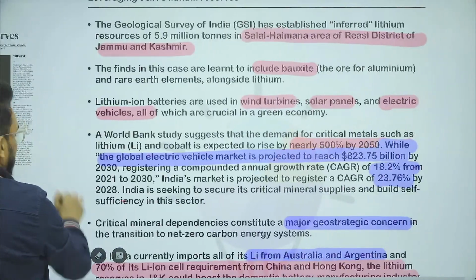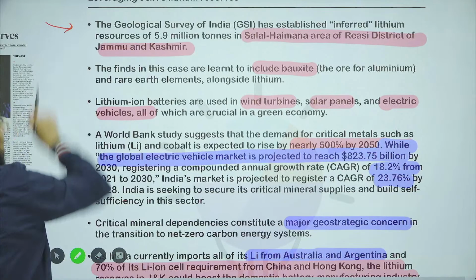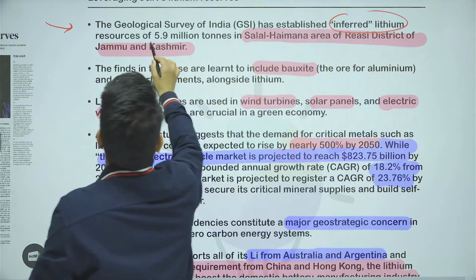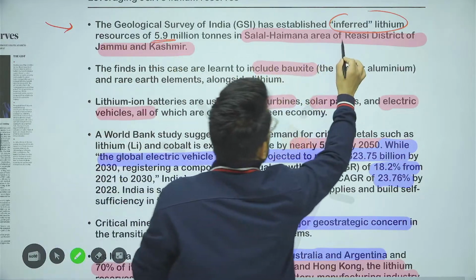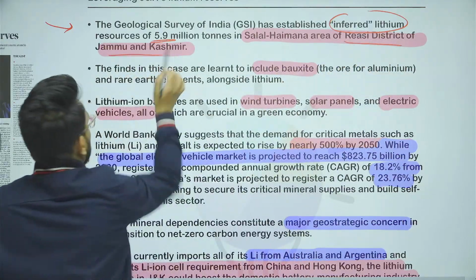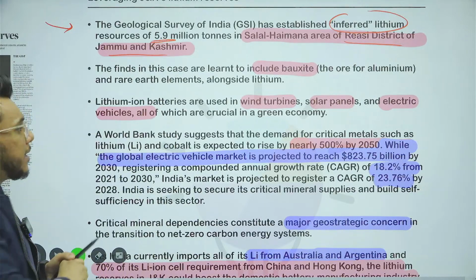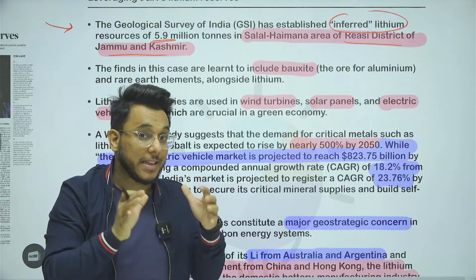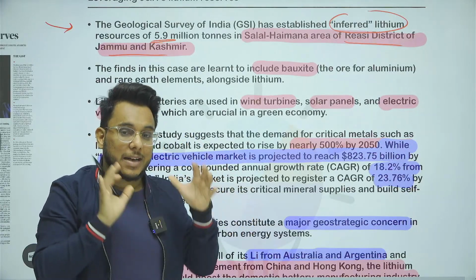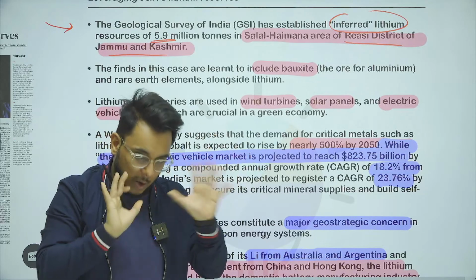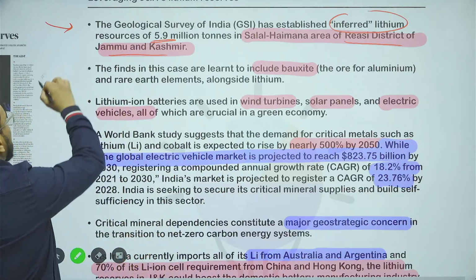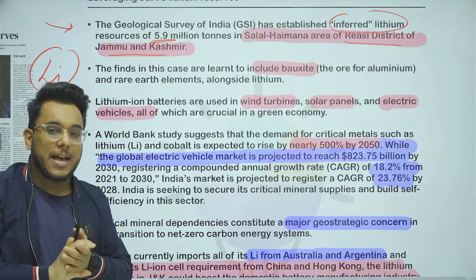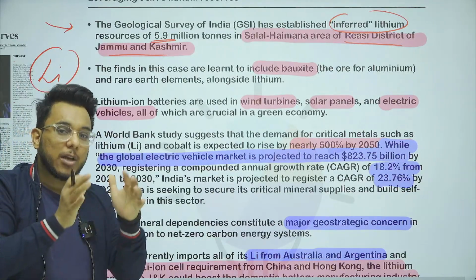Recently, the Geological Survey of India has said that there are inferred lithium resources of 5.9 million tons in the Reasi district of Jammu and Kashmir. Inferred lithium resources means that the GSI speculates that lithium reserves are there, but this has to be confirmed again. Lithium is represented by Li, and the finding in Jammu and Kashmir includes this block.